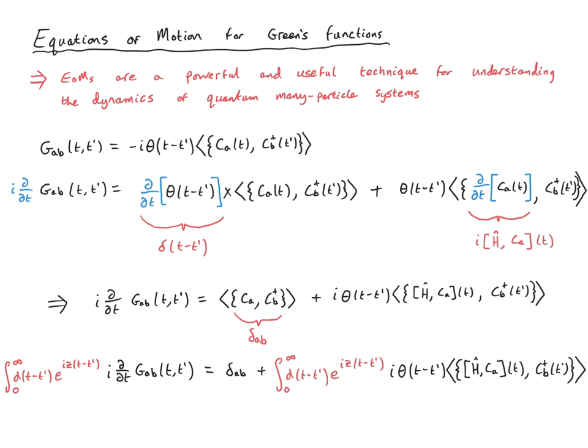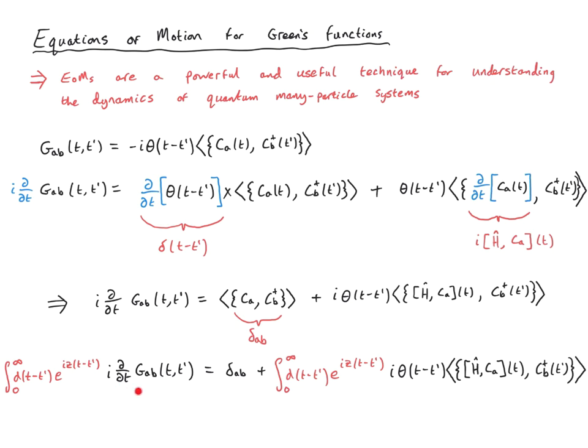On the right hand side, we perform the same Laplace transformation. This Kronecker delta here survives that integral. We simply get delta AB as a constant term, plus the Laplace transformation of this correlation function. So the second term here is simply the retarded Green's function in terms of the complex frequency z.